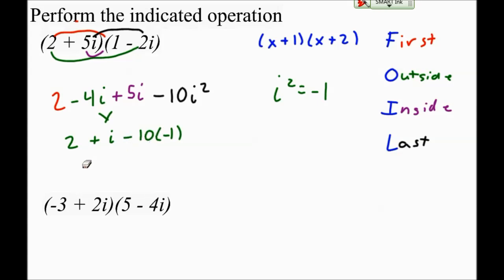Then I'm going to multiply this together. So I'm going to have 2 plus i plus 10, and that's going to give me 12 plus i. And that's how you multiply. You basically FOIL it, i squared becomes -1, and then put it all together. So that's a basic introduction to complex numbers, to adding, subtracting, and multiplying complex numbers.